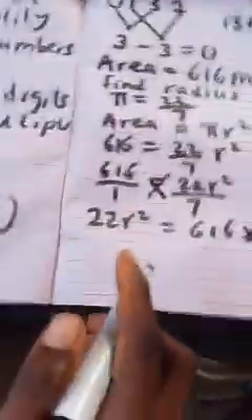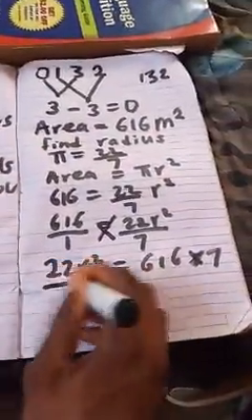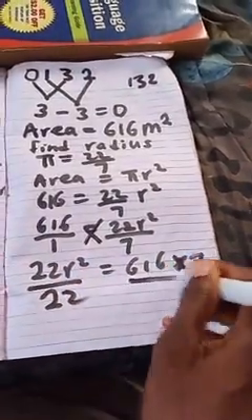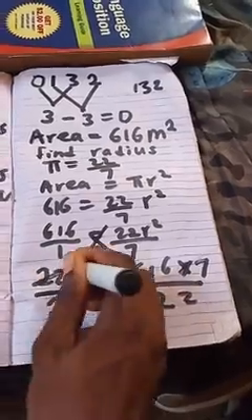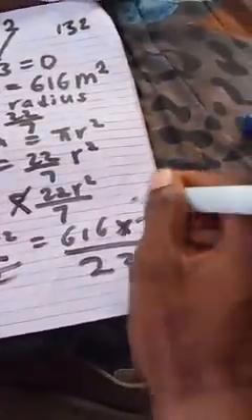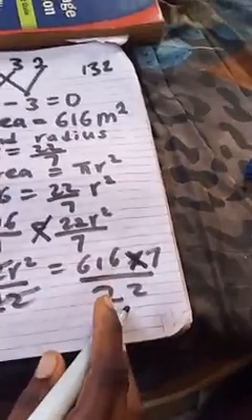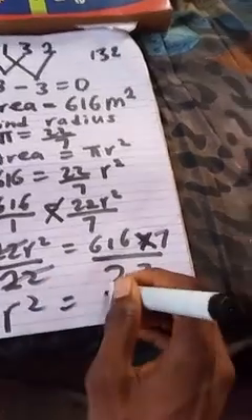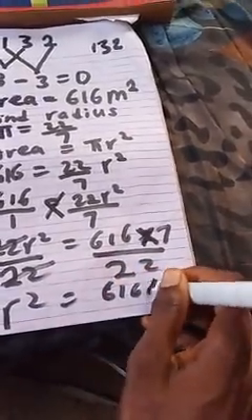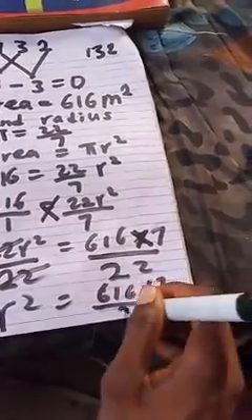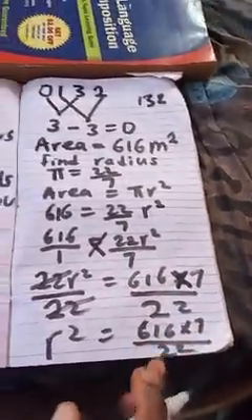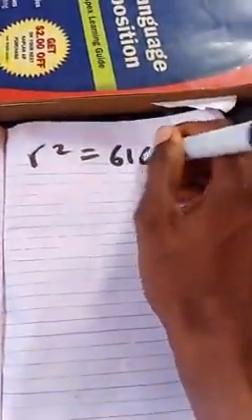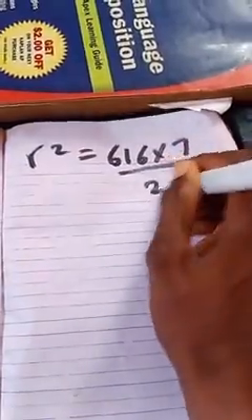To get the answer now, we'll divide both sides by 22. Divide here by 22, divide here by 22. So this is what we have now: r squared is equal to 616 times 7, all divided by 22. Alright, let's continue from the other page. So r squared is equal to 616 times 7 divided by 22.